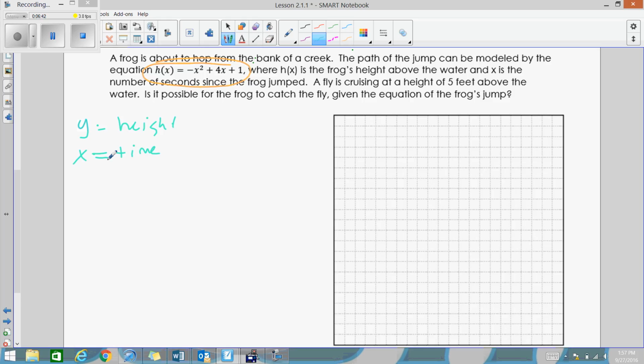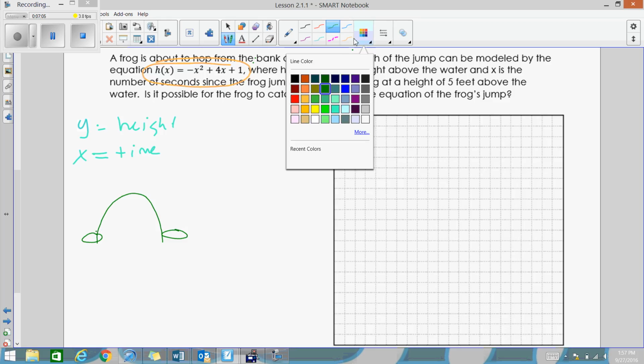A fly is cruising at a height of 5 feet above the ground, so it's just floating above the ground. Now it says, is it possible for the frog to catch the fly, given the equation of the frog's jump? So here's the deal. Basically, you got a frog chilling on the creek, and he's going to jump in the air. There's your frog, starts here and lands here.